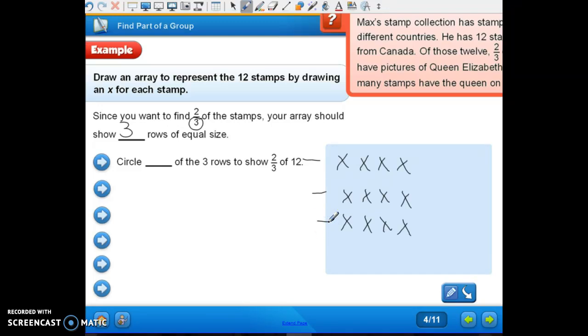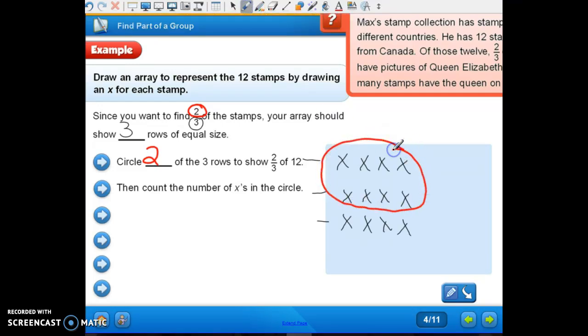Circle blank of the 3 rows. How many of the rows are we going to circle? 2, because they want to know what 2 of the 3 is. Then count the number of X's in your circle. So I'm going to go back. I'm going to circle 2 of my rows. I have 4 and 4, so that is how many? 8. There are 8 X's circled.